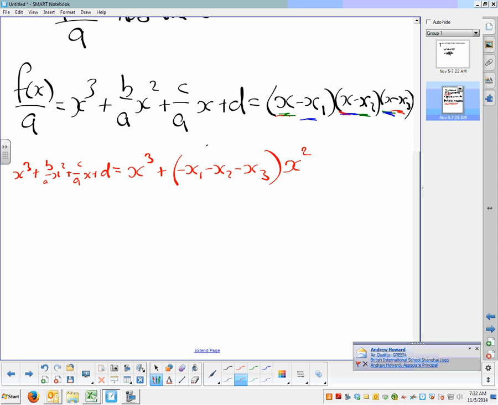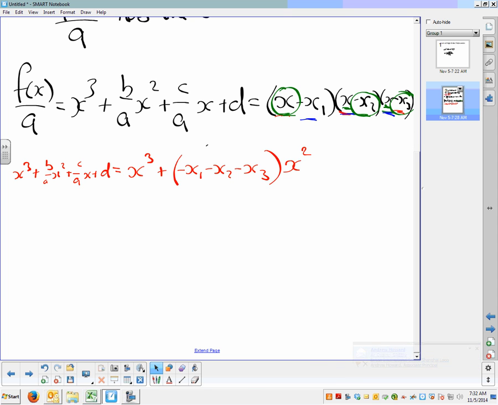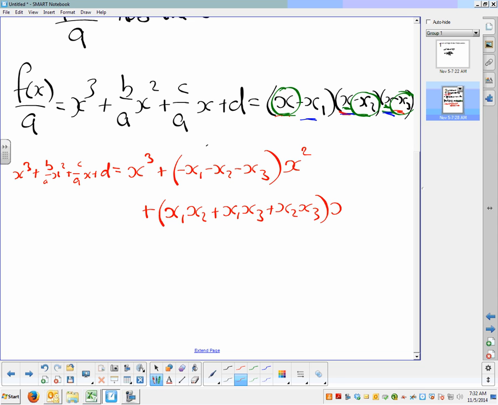And we can do a similar thing for the coefficient of x. If I multiply it out, if I want to get x's, I'll have, say, this x times the two roots, x2, x3. And by doing the same on the others, this x will be multiplied by x1, x3, and this x will be multiplied by x1, x2. And they'll be positive, so it'll be plus x1 x2, x1 x3, x2 x3, times x.